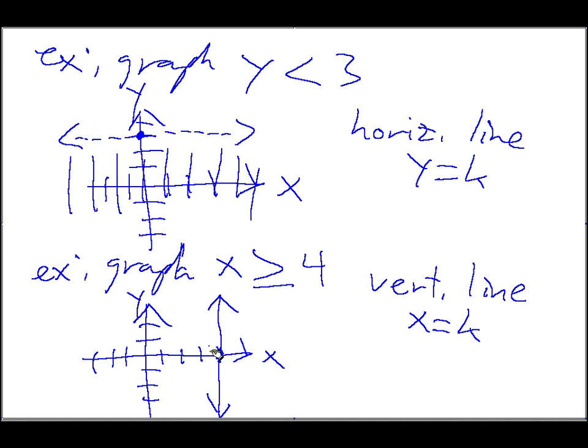Now, in the case of a vertical line, I can't really shade above or below, right? Either I shade to the left or to the right, but it's greater than. What points have x coordinates bigger than 4? Well, points out here have x coordinates bigger than 4, right? So you're going to shade to the right of that. In this case, we shade to the right for greater than. If it's less than, then we shade to the left for the case of a vertical line. So again, y and a number, horizontal line. x and a number, vertical line. Keep that in mind when we review the concepts here.